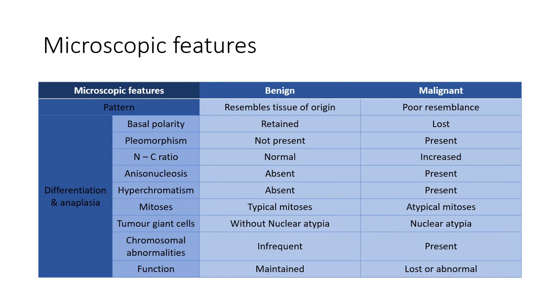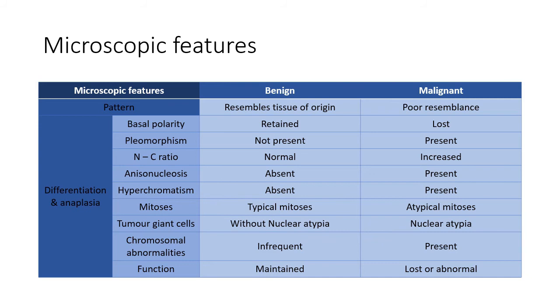Differentiation is defined as the extent of morphological and functional resemblance of parenchymal tumor cells to the corresponding normal cells or the cells from which it took its origin. So it is the extent of morphologic and functional resemblance of a tumor cell to the original normal cell from which it took its origin.